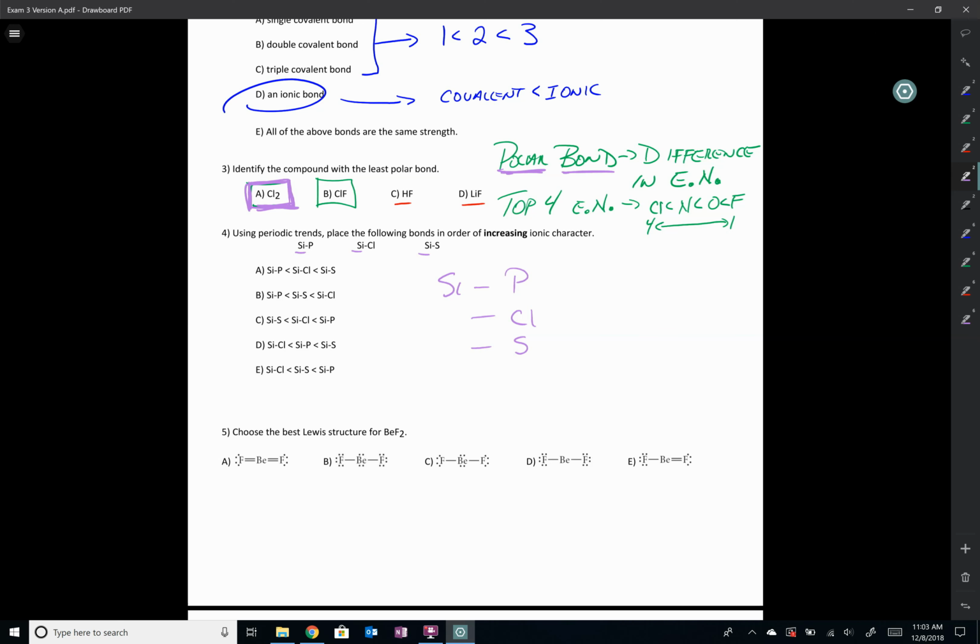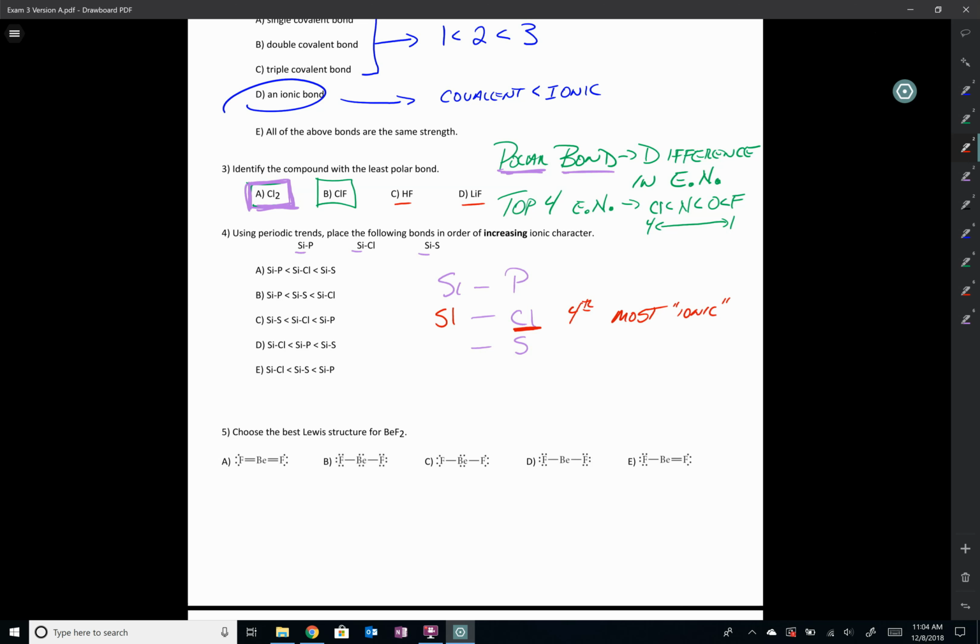Now, without looking at the periodic table, we should know that chlorine, being the fourth most electronegative element in the periodic table, means the difference between silicon and chlorine is going to be a large difference in electronegativity. So silicon bound to chlorine is going to be the most ionic character. It's going to have the largest difference in electronegativity, so it should be at the end of our list.